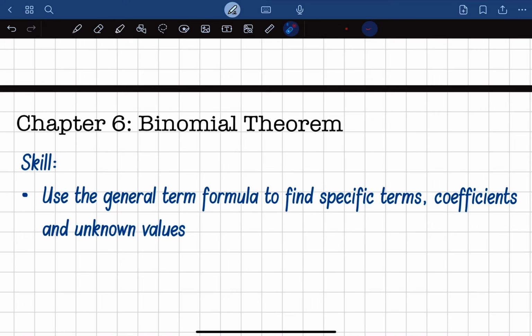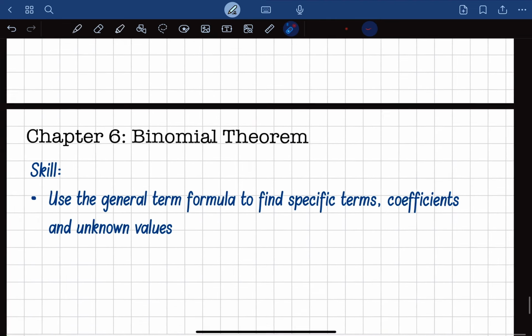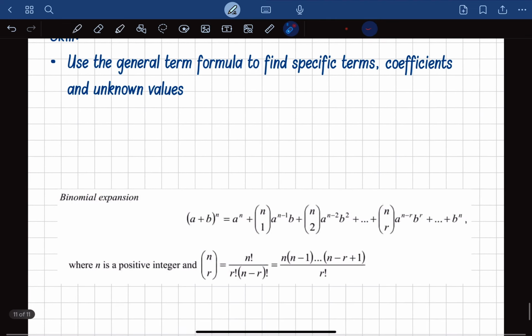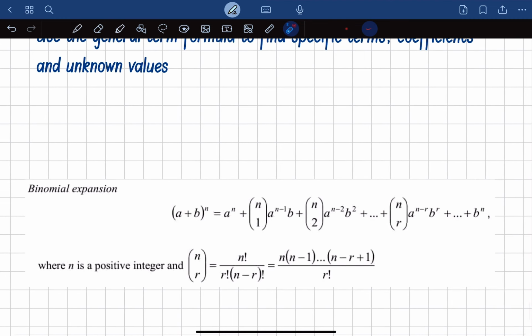In this video, we are going to focus on the chapter of binomial theorem, focusing on the skill: how do I use the general term formula to find specific terms, coefficients, and unknown values. So we will first start by analyzing what we have in our AMath formula sheet as well. This is what is given in the AMath formula sheet. And for this skill, it's important to be able to extract from this formula sheet here.